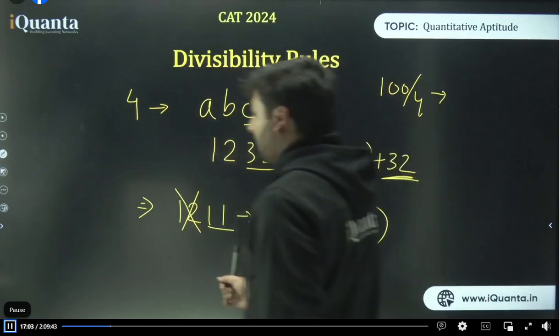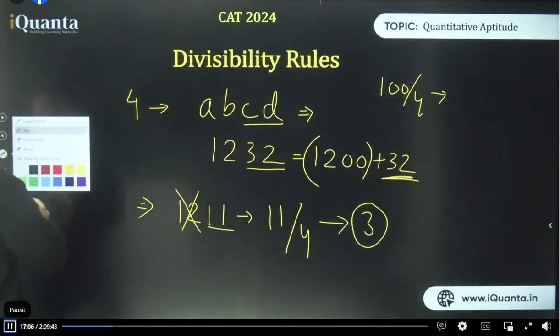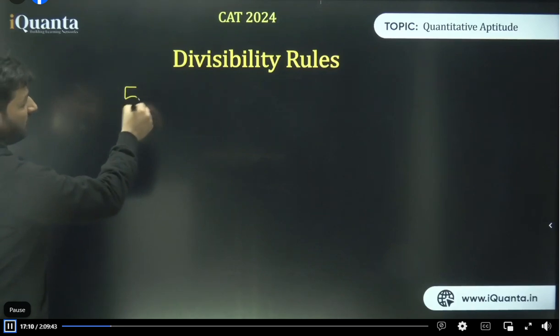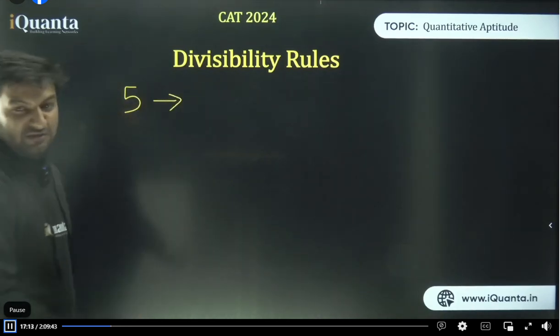So we are done with the divisibility rule of 4. I think that is clear to everyone. Everyone has written yes. Let's go ahead. Let's come to the divisibility rule of 5 now. 5, this is the easiest number in the world, okay?